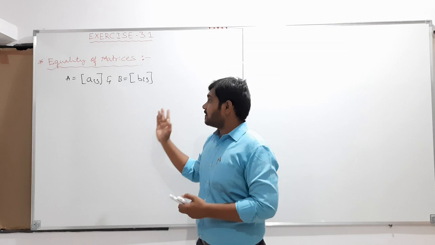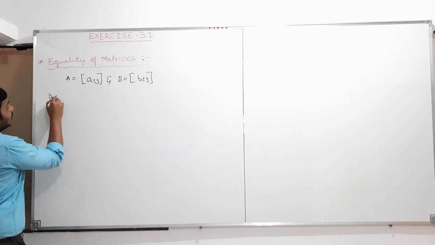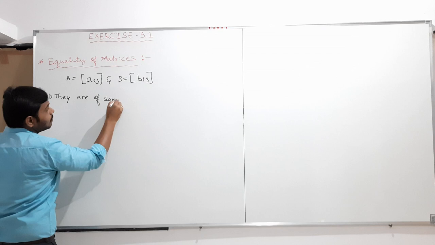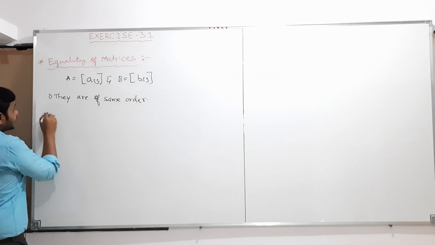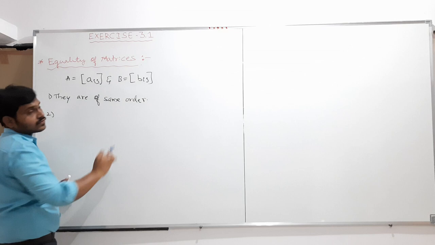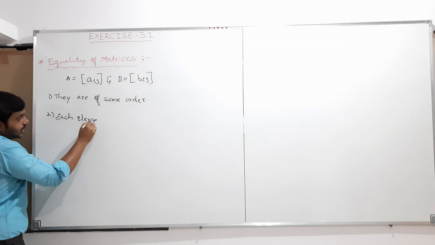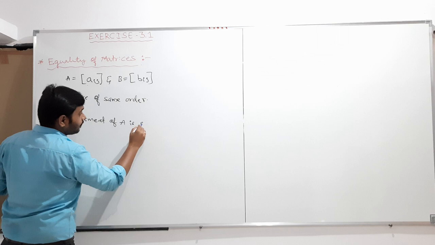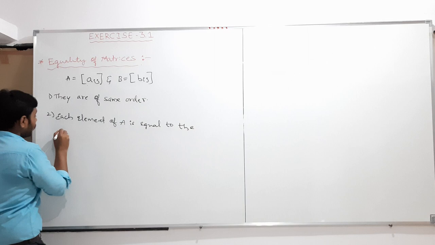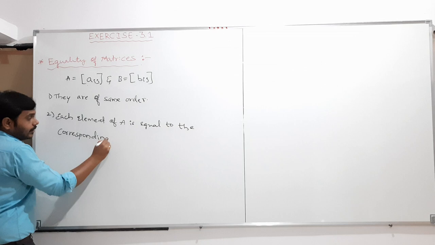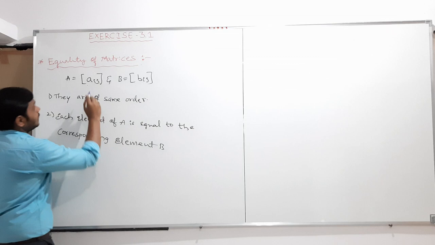These two matrices are said to be equal if they are of the same order. It means the order of this matrix and the order of this matrix should be the same. This is the first condition. And the second condition is each element of A is equal to the corresponding element of B. So these two matrices are said to be equal.